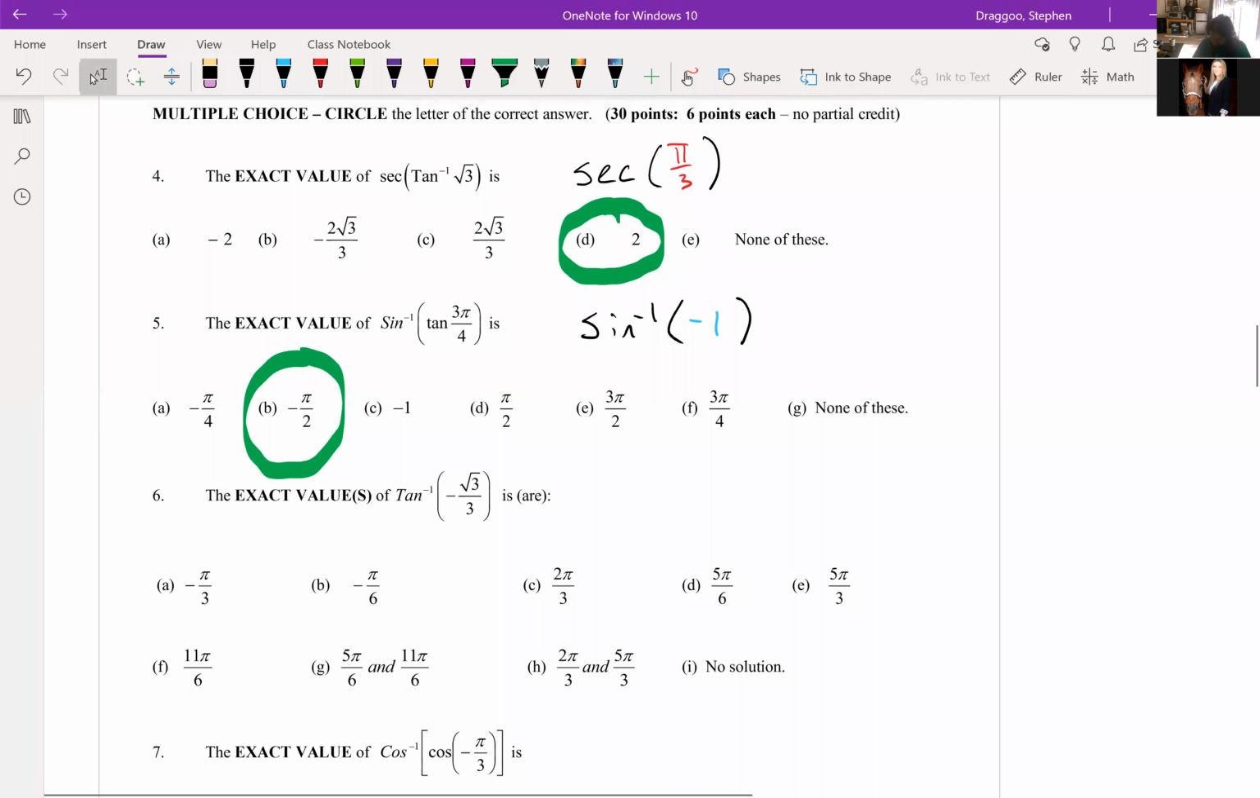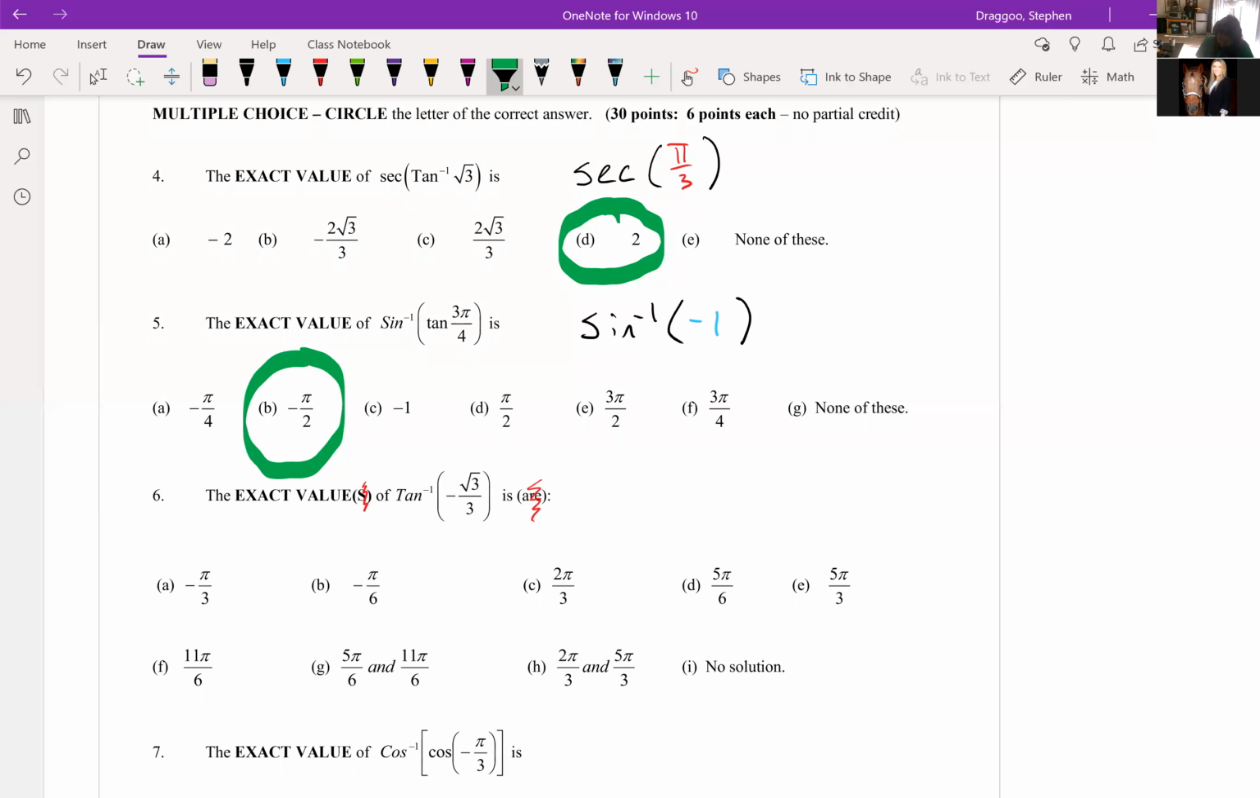So question 6 is trying to trip you up with the wording, trying to say the exact value or exact values. Tangent inverse of -√3 over 3 is... It's not going to be plural. It's always going to be "is." If we're looking for the tangent inverse of some number, there's only going to be one solution. So don't let that stuff trip you up.